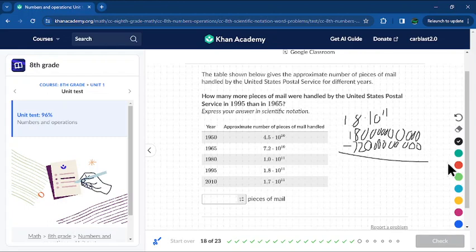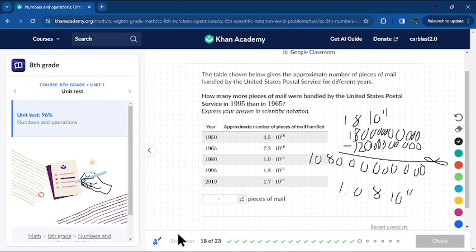So now you subtract. And then 10 minus 2 is 8, and then 17 minus 7 is 10. So the answer would be 1.08 times 10 to the 11th.